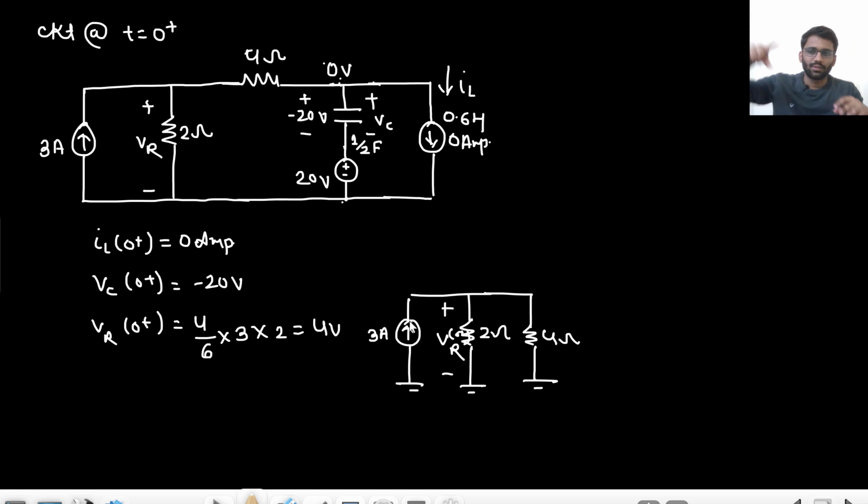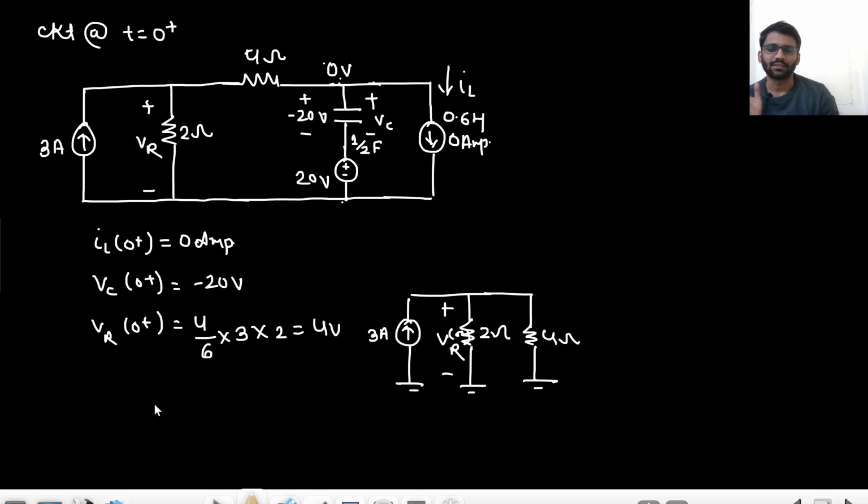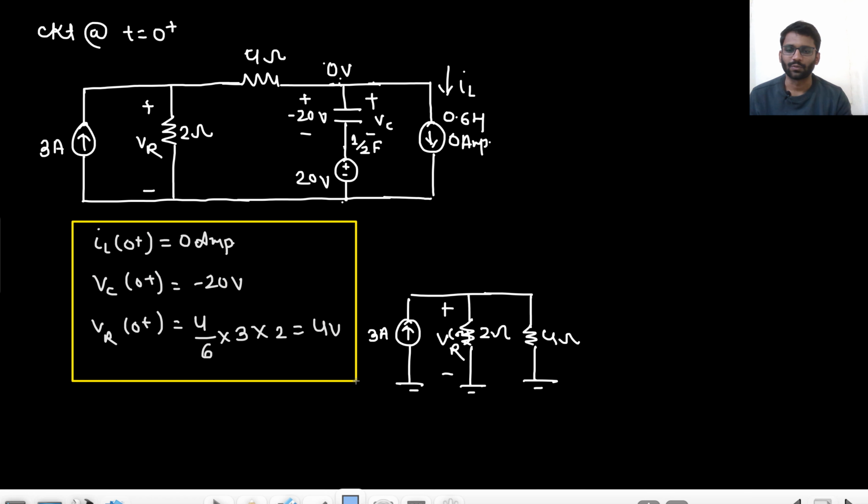Okay. So basically 4 and 2 are in parallel. So 4 by 6 into 3. 4 by 6, that will be the equivalent resistance, into 3. What I am doing actually? 2 into 4, 8 by 6 into 3. So that will be 4 volt. So basically VR value will be 4 volt. First I divide the current and then I just multiply the resistance. So VR0 plus is 4 volt. So these are the first 3 answers that I was looking for.